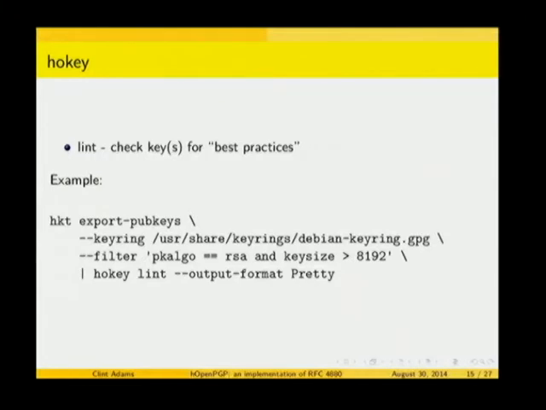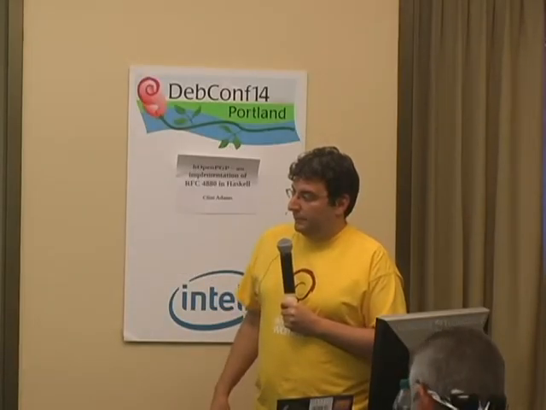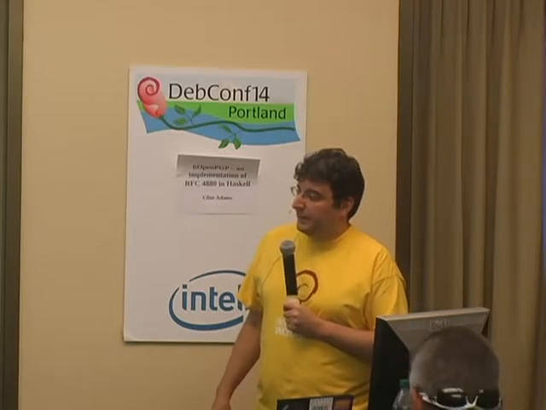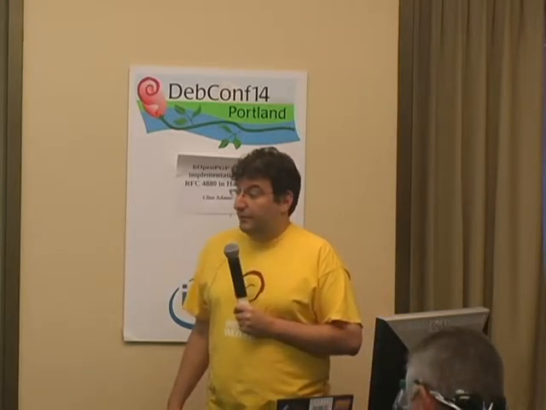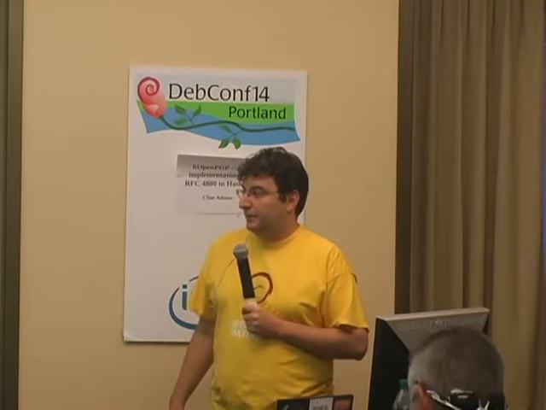You can either use HKT to export a key and pipe it to Hokey, or you can use GPG. It takes a transferable key in RFC 4880 format in OpenPGP packets. So any compliant tool that exports a key in that format can be used as a source. And you can get output with pretty colors, or you can get it in JSON or YAML if you change the output format.